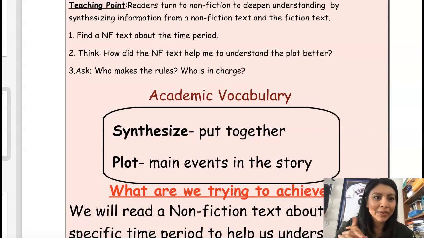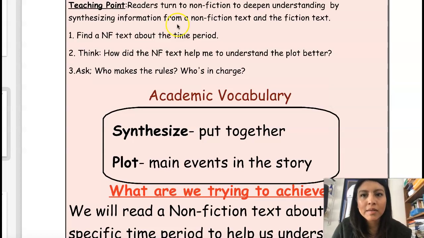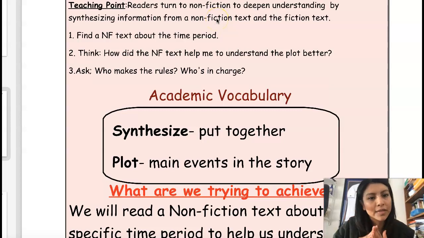Just want to remind you of our last historical fiction lesson that we did together. I am not going to be teaching you a new lesson today. I'm just going to show you how you can take your work from yesterday and revise it to make it even better. So let's start just by reviewing our teaching point, which was readers turn to nonfiction to deepen understanding by synthesizing information from a nonfiction text and the historical fiction text.